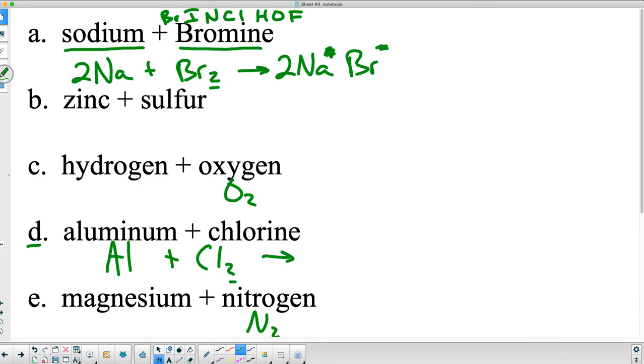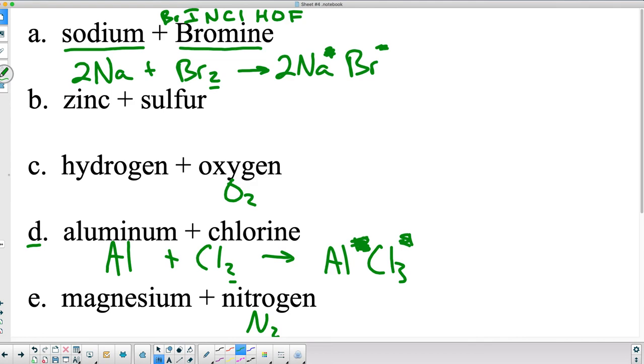On the right-hand side is where I write down Al with a +3 because aluminum has a +3 charge. Cl is in the same group as fluorine, so it has a -1 charge. I do my crisscross, so I get AlCl3 and get rid of the charges. Here I have a little problem because I have a 2 for chlorine on the left-hand side, and I have a 3 for chlorine on the right-hand side.